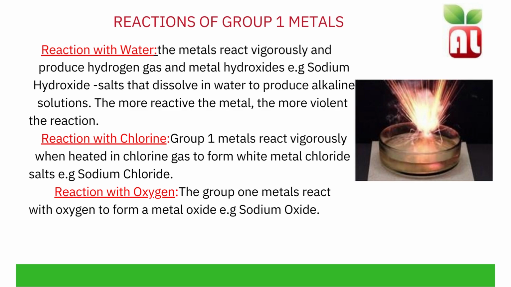Reacting the Group 1 metals with oxygen. You can burn the Group 1 metals in air containing oxygen, and they react to form a metal oxide. For example, sodium plus oxygen forms sodium oxide.